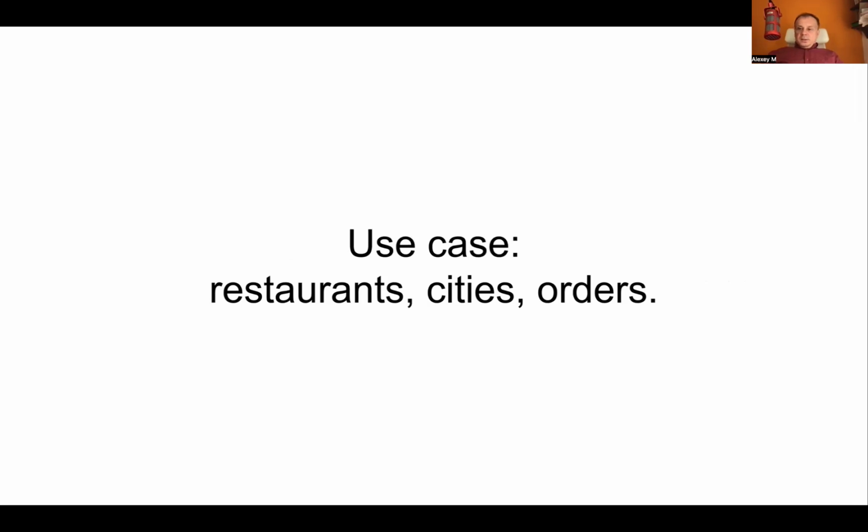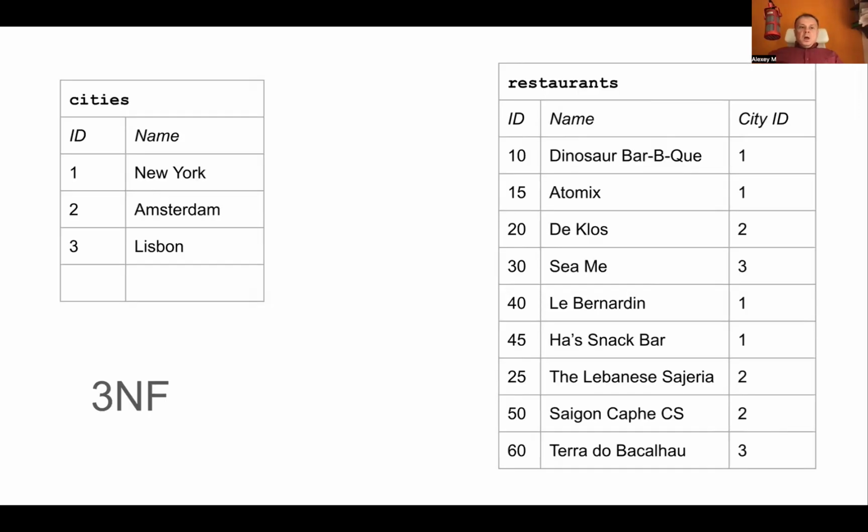We have restaurants, we have cities, and we have orders that people make at those restaurants. So let's design three very simple tables. The first table is cities, the second table is restaurants, and the third one is going to be orders, right? So the first table on the left, we have two columns: ID, that's numbers from 1 to 3 and so on, and the name of the city: New York, Amsterdam, and so on.